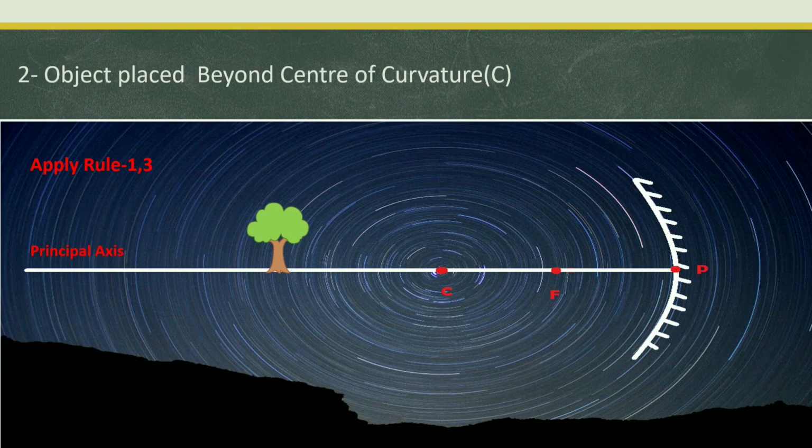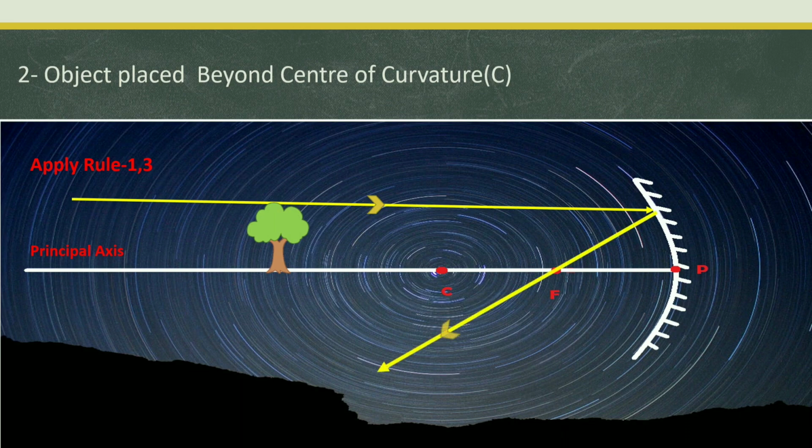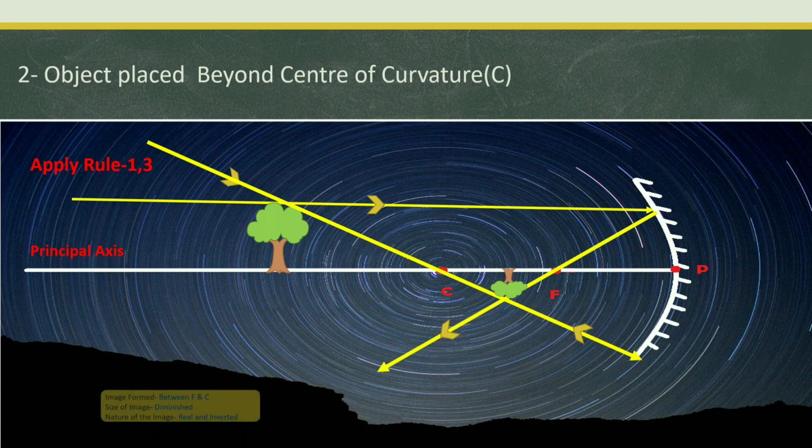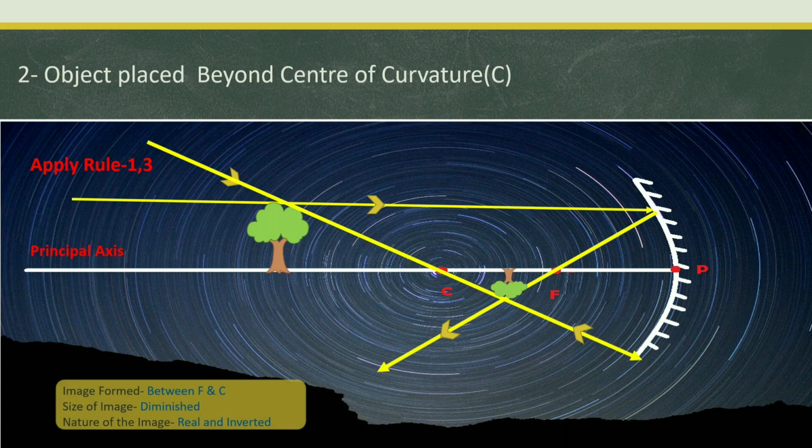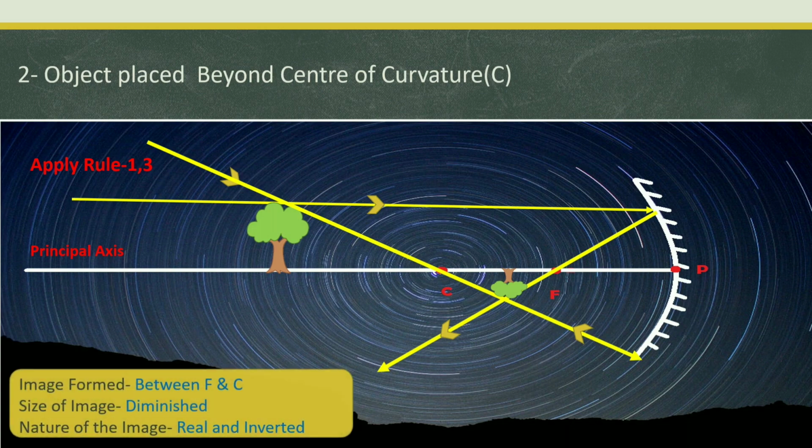Condition number 2. If the object is placed beyond the center of curvature. Here we will apply rule number 1 for ray 1, which will pass along the principal axis and reflect through the focus. For the second ray, we will pass through the center of curvature and reflect it back in the same path. Rays will intersect between the center of curvature and principal focus. So, image will be formed here. It will be diminished, real and inverted.